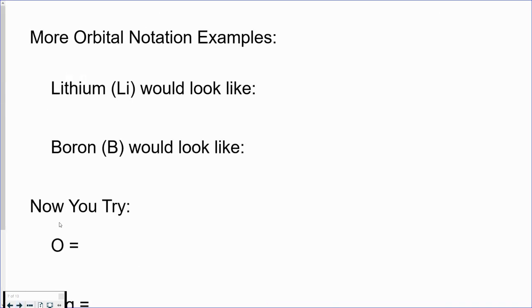Next we have lithium. Lithium is in the second energy level. It's one over, so it only has one in the second energy level. However, in order to get to 2s, you must have a completely full 1s. It has 3 electrons.